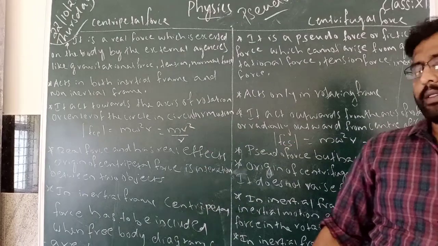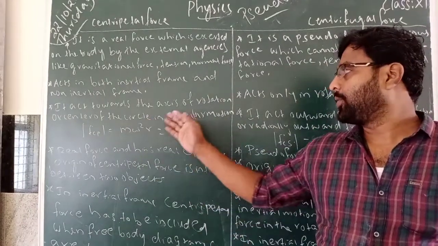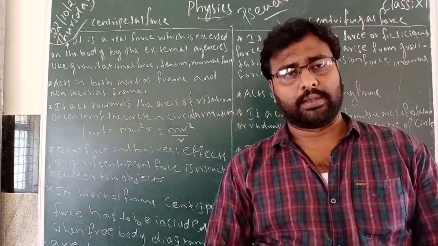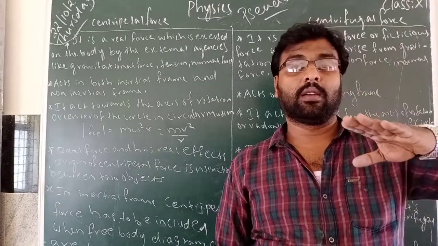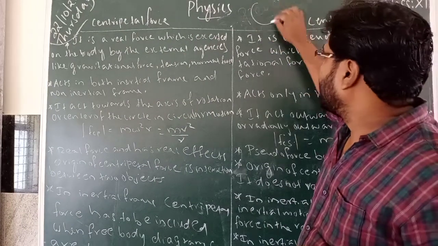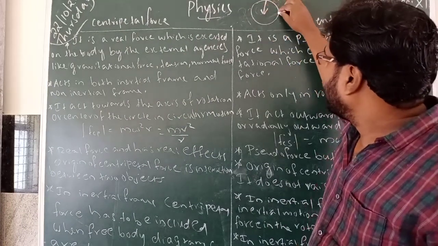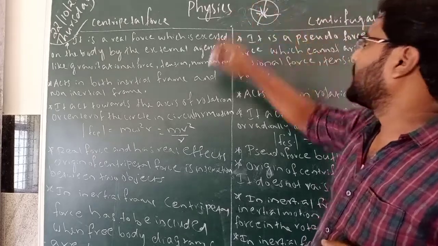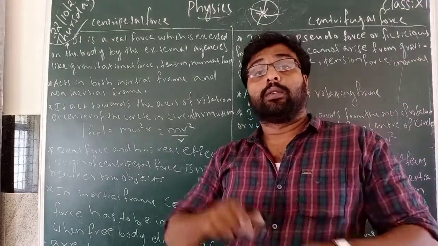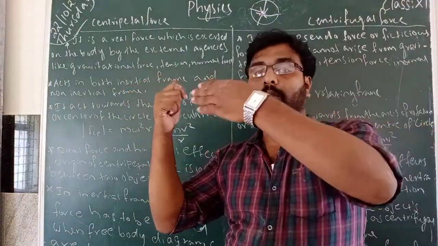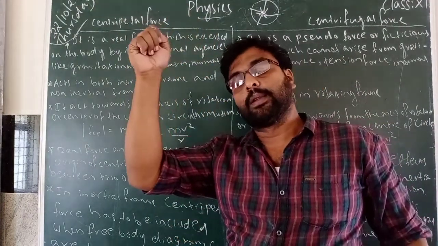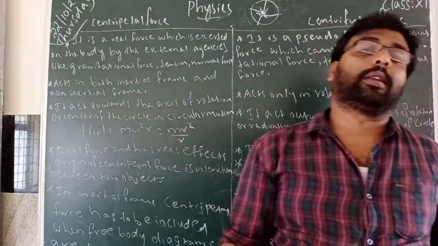Now the third difference. Centripetal force acts towards the axis of rotation or the center of the circle in circular motion. Before also I told you, centripetal force acts towards the center of the circle through its axis of rotation. During the whirling motion of a stone, there is an inward force which is acting towards this axis of rotation. This is the axis of rotation. This is what we can write as v square by r.